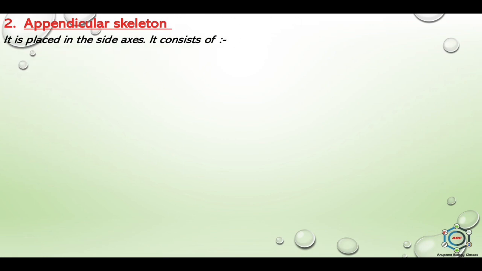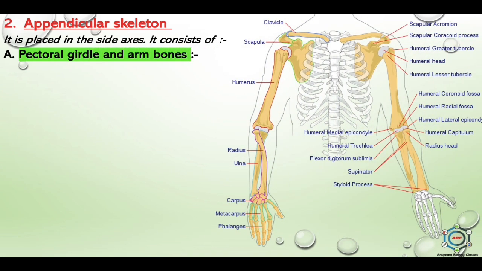After that, now the appendicular skeleton, which is the second main part of the human skeleton. The appendicular skeleton is placed in the side axis, and here it consists of girdles and bones, in which we see the pectoral girdle and forelimbs in one part and pelvic girdle and hind limbs in the second part. So the first one, that is the pectoral girdle and the arm bones. This is the structure. You can see here the complete pectoral girdle and arm bones and the position in our body.